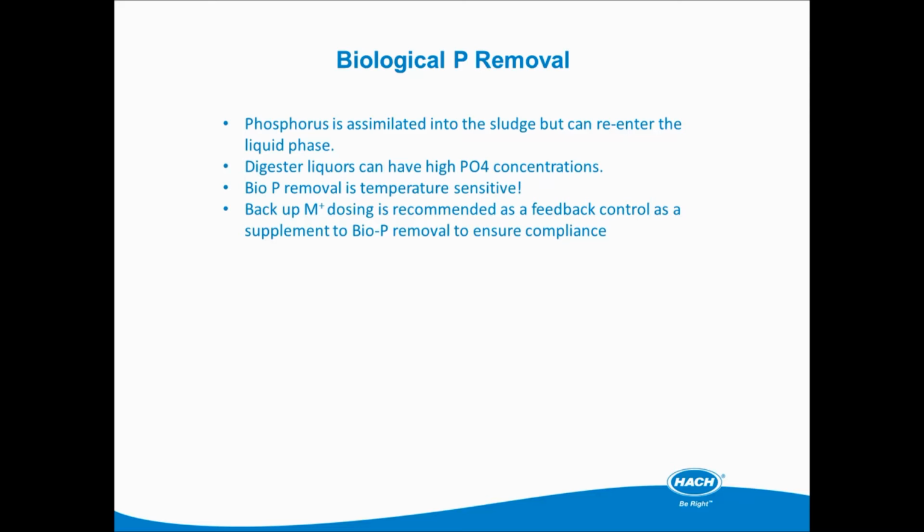Biological phosphorus removal has some disadvantages. The phosphorus incorporated in the cells can be released if the cells are under stress. Digester liquors can contain very high concentrations of phosphorus and may have to be treated in a side stream in order not to overload the inlet of the plant. Bio-P removal rates are temperature dependent, therefore faster in summer and slower in winter. And it would be recommended that a backup metal dose is added to the plant just in case there are problems with the biological system.